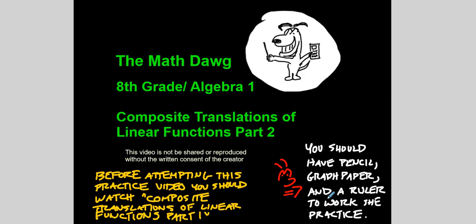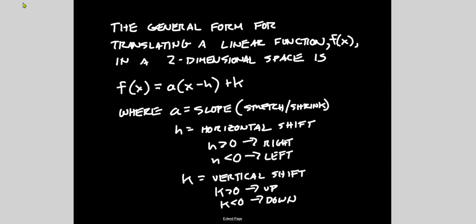Okay, let's begin. Reviewing, the general form for translating a linear function f(x) in a two-dimensional space is f(x) = a(x - h) + k, where a is the slope. Sometimes it's called a dilation, shrink, or stretch, but we're just going to call it slope here, especially for a linear function. In a nonlinear function like a quadratic, it would be the stretch or shrink.